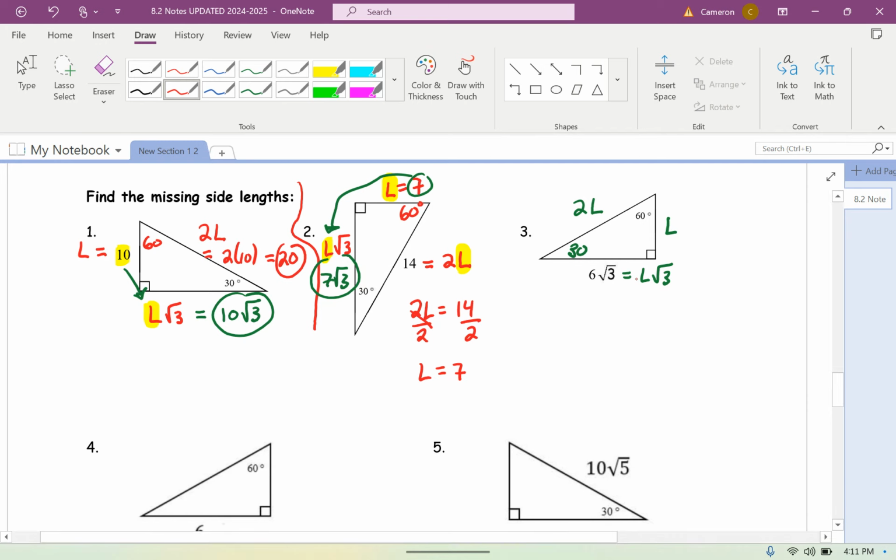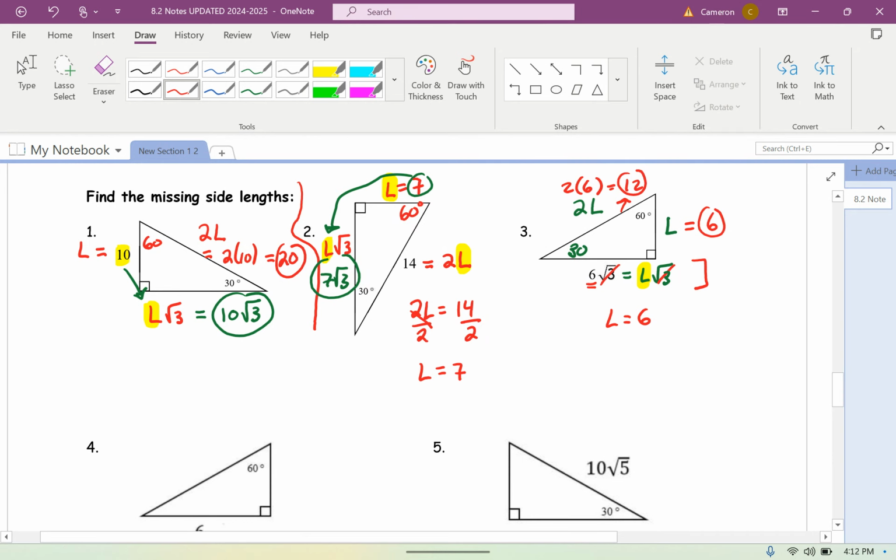For number 3, if I look at the side across from 60, that's where I want to get started because that's where I have my equation with my value of 6 rad 3. I'm trying to figure out what the short side is. I want to get L. Notice, this one we can do by pattern recognition. Both sides already have a rad 3, and so the only number that could go in front for L would be 6 in order for those two sides to match. So L is 6, my side across from 30, and my hypotenuse, I need to double that, so I'm going to do 2 times 6, which means my hypotenuse would be 12.